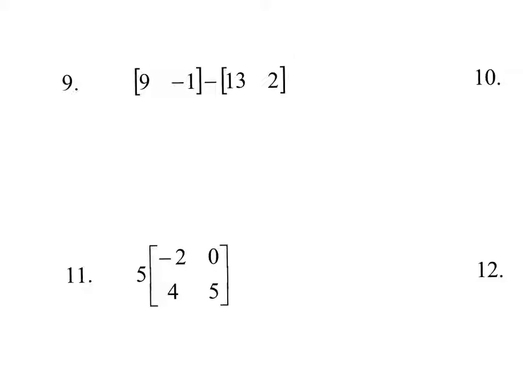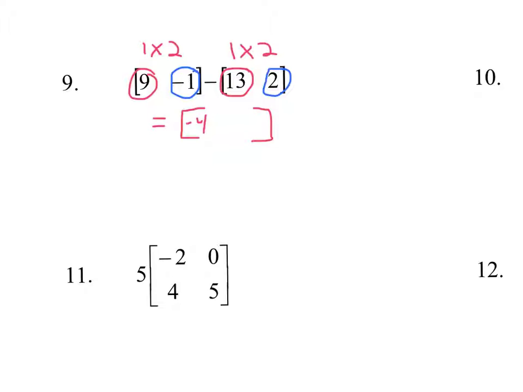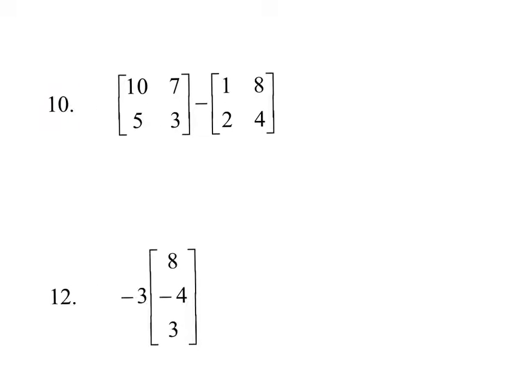Okay, here's another subtraction one. You can see these are both 1 by 2s, just like number 7. And so we're just going to subtract, and it's going to form the same size matrix. So first up, 9 minus 13 is negative 4. Secondly, negative 1 minus 2. Now be careful when we've got some negatives going around here. Sometimes it can be helpful to use a calculator or to actually write it out. Negative 1 minus 2, if you do that correctly, you should get negative 3. That's our answer.